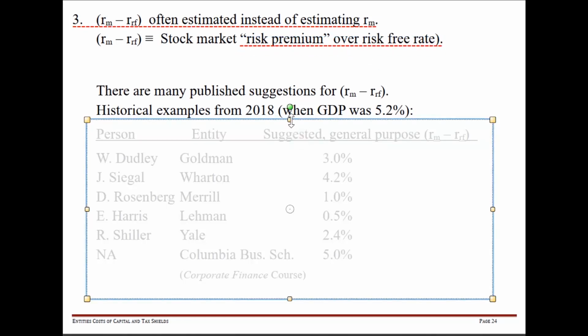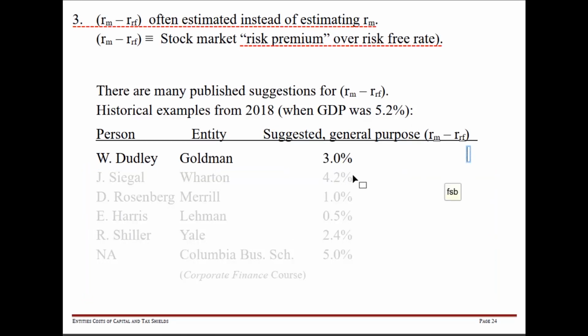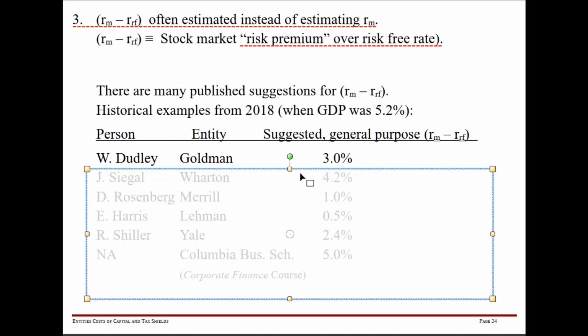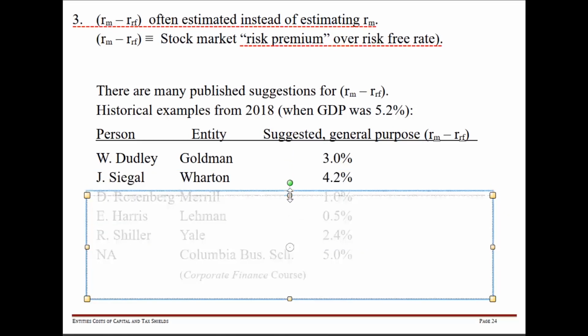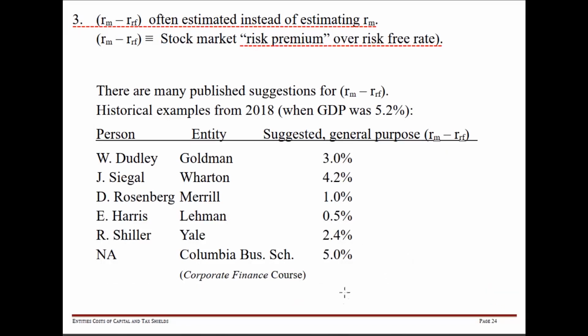So a bunch of self-declared intellectual worthies have had the temerity to make such estimates recently. Latest study I could find was 2018, and this was when GDP was really high. So things change obviously from year to year. But someone at Goldman estimated the risk premium at 3%. Someone from Wharton 4.2, et cetera, et cetera. And so here are a bunch of estimates. The interesting thing to see here is the huge range of these estimates.